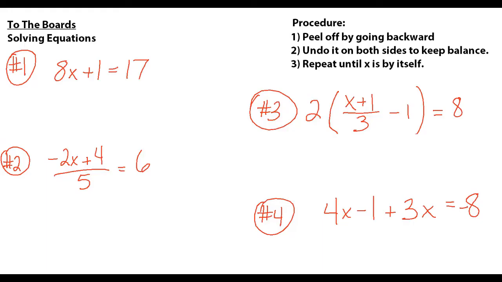Hello and welcome back to the boards. We're working on these 4 questions on how to solve equations. There is a 3-step procedure on these that we have learned. First, you need to peel off by going backwards through the problem. Once you identify the part that is furthest away from the x, you're going to undo it on both sides. So if it's plus, you're going to undo it using subtraction. If it's multiplication, you're going to undo it using division. And then you're going to repeat over and over again until x is by itself.